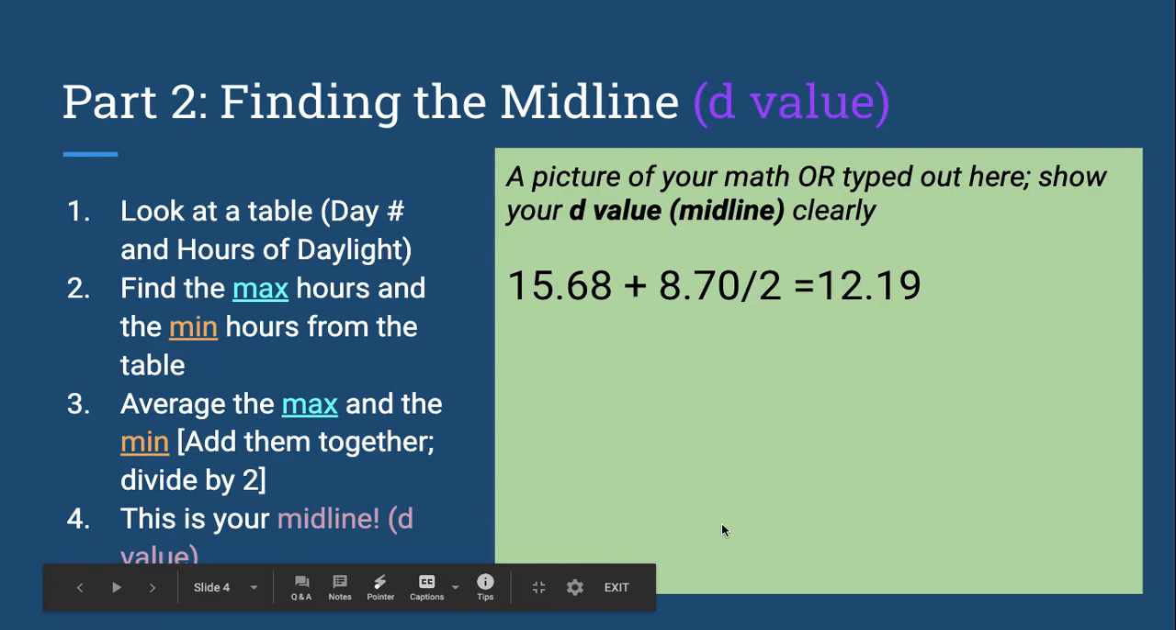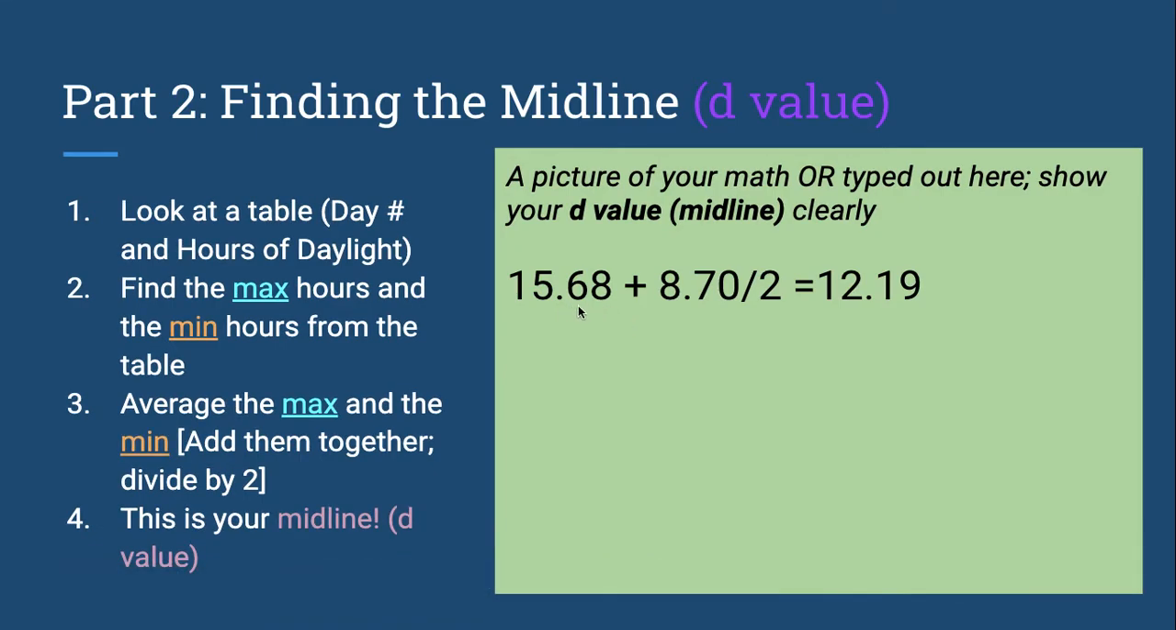This is the equation to find the midline, the D value. 15.68 is the max and 8.70 is the minimum. So adding the minimum to the max, dividing that by 2, would give us 12.19, the midline.